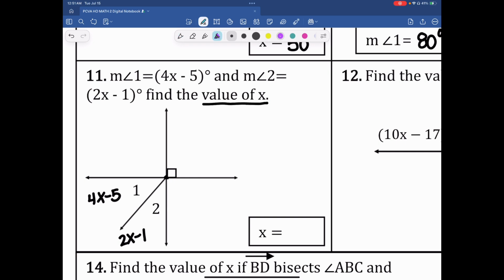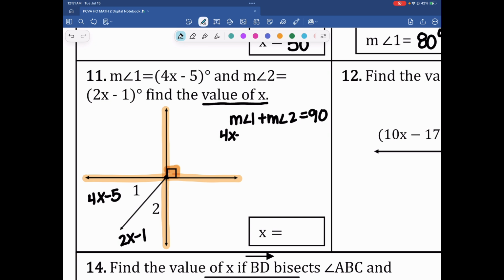Now, they want us to find the value of x, and there's a few things that I see here, but that right angle mark that is in there means that that is 90 degrees, which if I look at it, 1 and 2 are vertical angles to that 90-degree angle. So that means that the measure of angle 1 plus the measure of angle 2 is equal to 90 degrees.